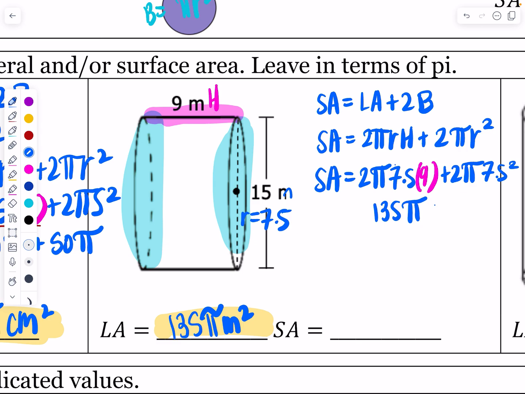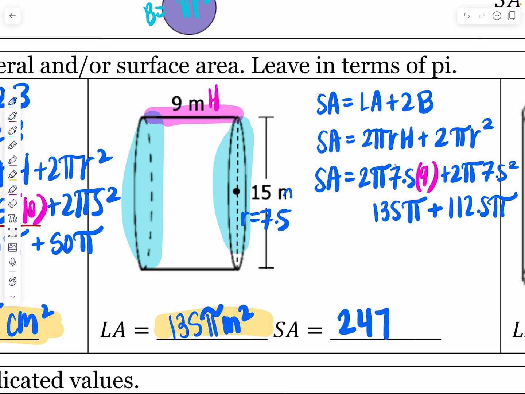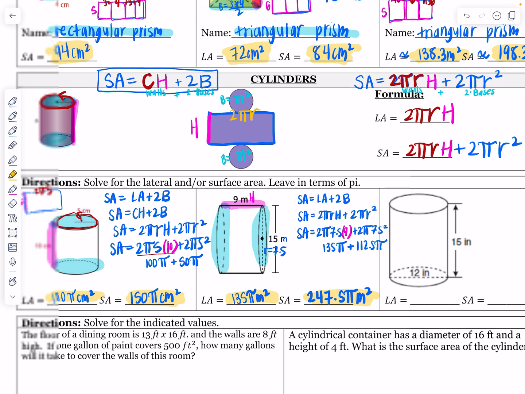And then what is my surface area? Well, I've got to add in the 2 times 7.5 squared pi. That's going to give me 112.5 pi. And so when I add those together, what is my total surface area? 247.5 pi meters squared. So that is slowly dying. Okay, come on, come back to life. We've got to finish this video. Okay, surface area equals 247.5 pi meters squared. So that's my total surface area of this can of soup.